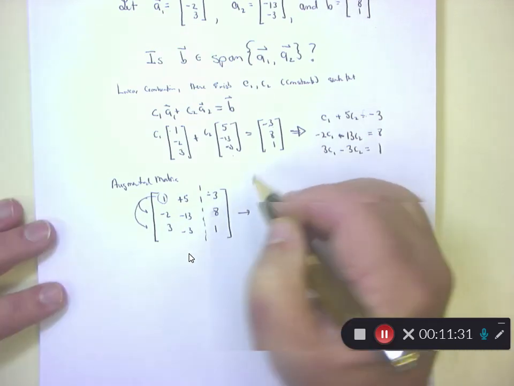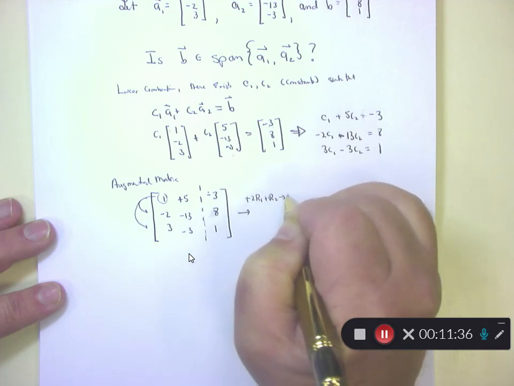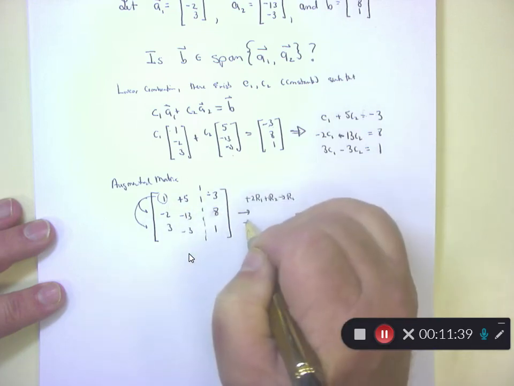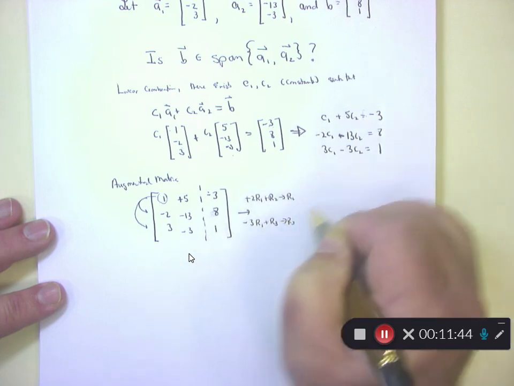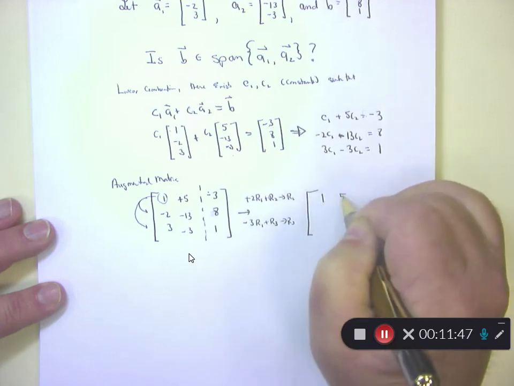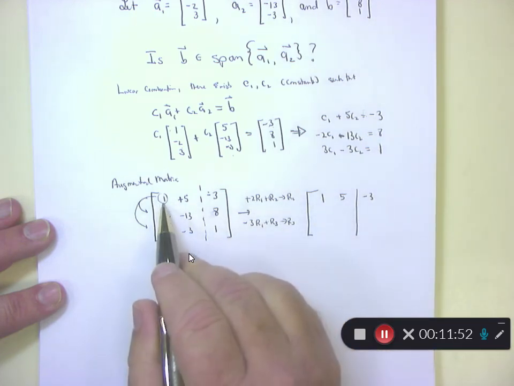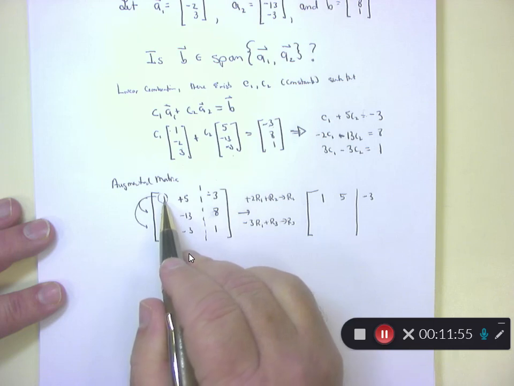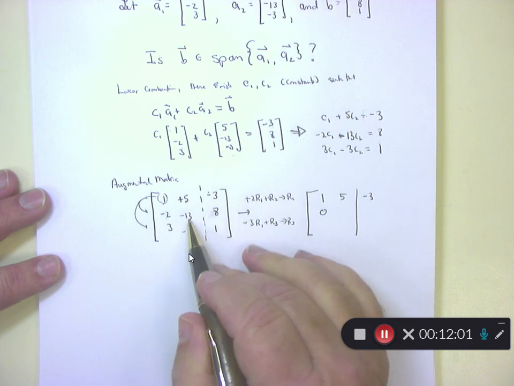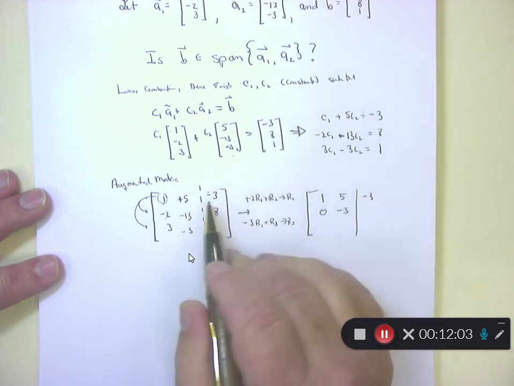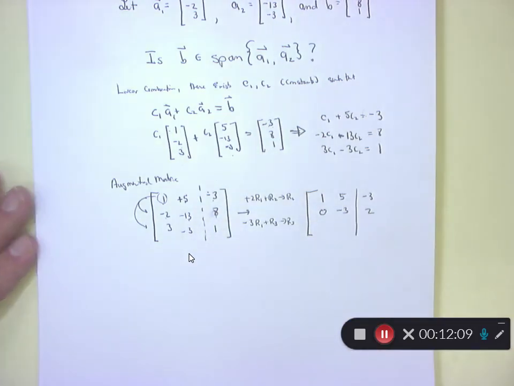So sweeping down, I'm going to do positive 2 times row 1, add it to row 2, replace row 2, and I'm going to do negative 3 times row 1, add it to row 3, and replace row 3 with it. This leaves me with 1, 5, augmented with negative 3. Let's see here. Positive 2 times 1 is positive 2 plus negative 2 is 0. That's kind of the point. 2 times 5 is 10, and 10 plus negative 13 is negative 3. 2 times negative 3 is negative 6. Negative 6 plus 8 is 2. Double check my arithmetic on this.